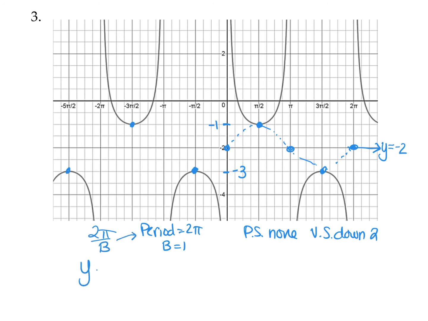So I was going to write this equation, be y equals, well, okay, what's the amplitude? Distance here is 1, distance here is 1. So 1, or just cosecant of x, down to minus 2.